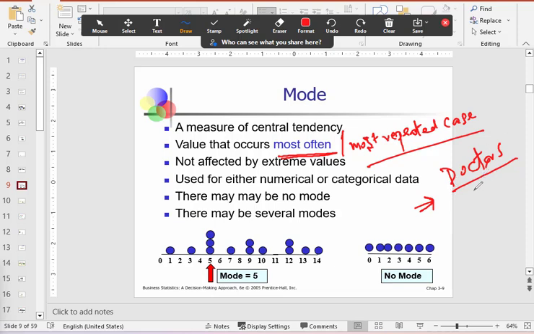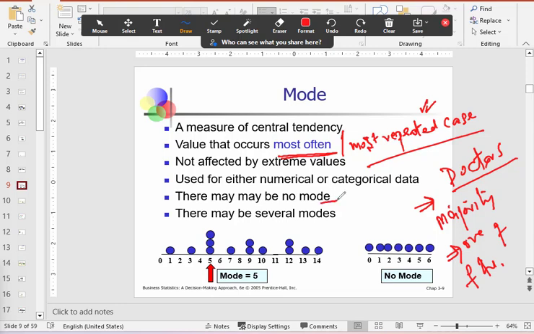So how do they guess which disease is predominant nowadays? They look at the patients they receive most often. So if the majority are flu, he will say to the next patient that you should be careful, the flu is very common nowadays. So this way the mode is used in our decision making, and this is one example that I gave to you. So the mode is not affected by extreme values because it looks at the most repeated case.